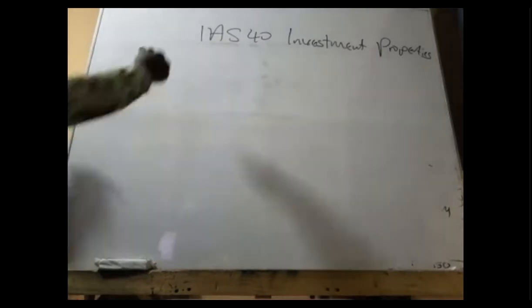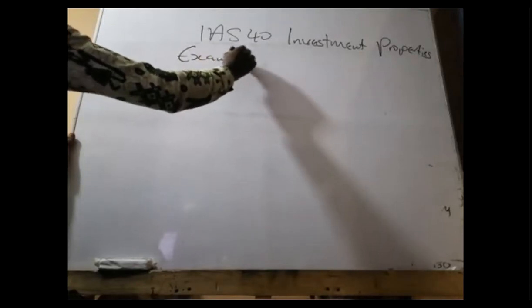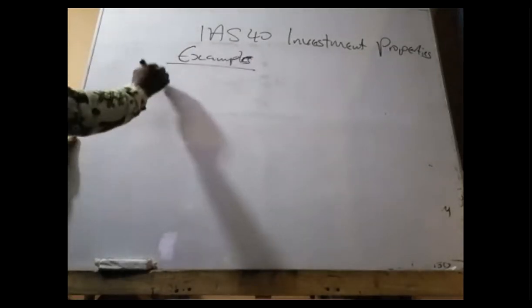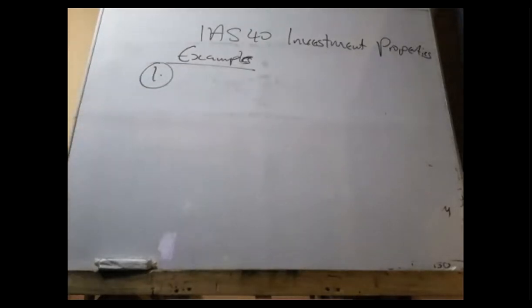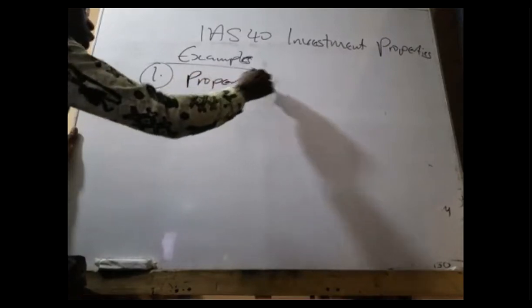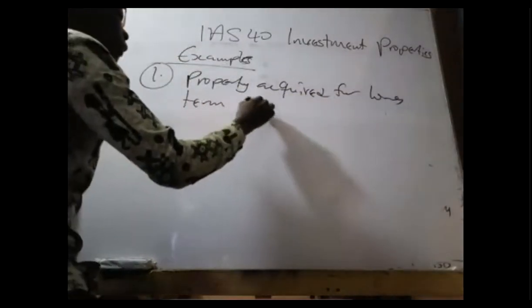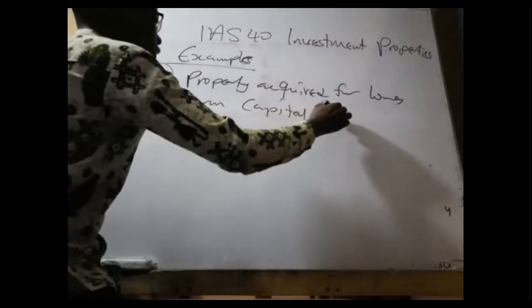Now, examples of investment property. Number 1: property acquired for long-term capital appreciation. This is a very common one.